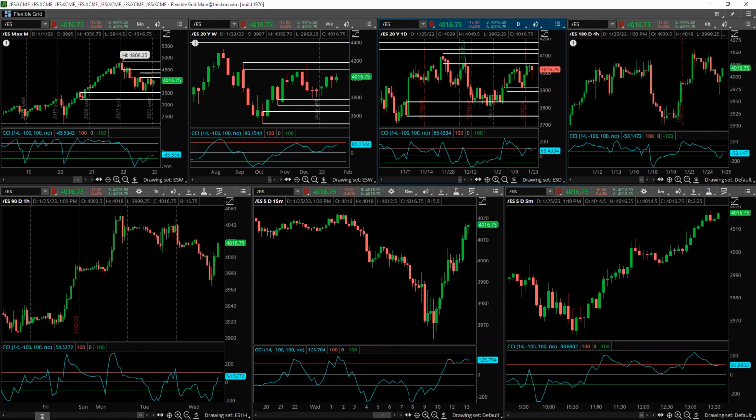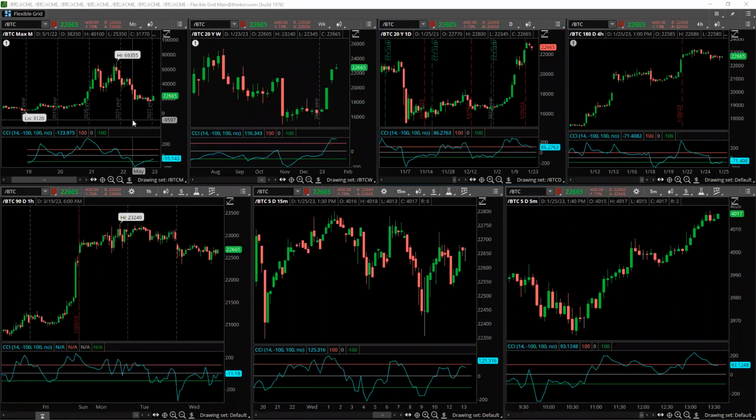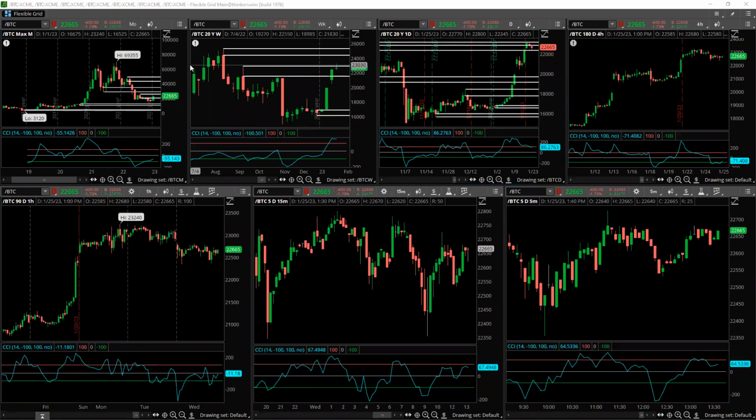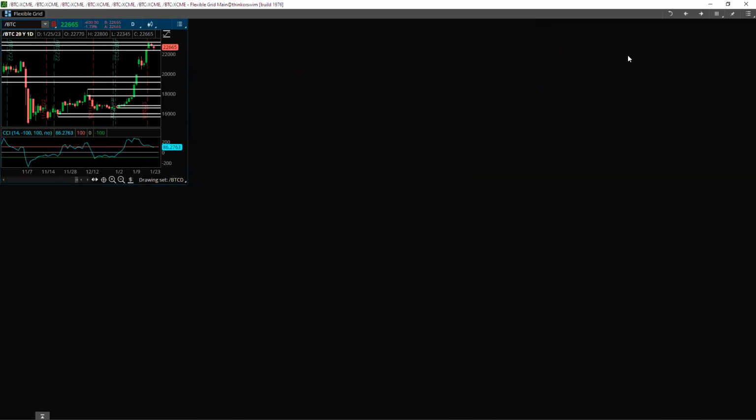Okay, so let's look at one more market. Let's look at Bitcoin. That's Bitcoin futures. So again, we've called almost every single move of this market. Now you can see again where the market's turning. These levels are ahead of time.